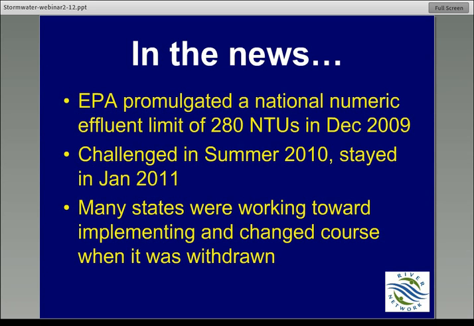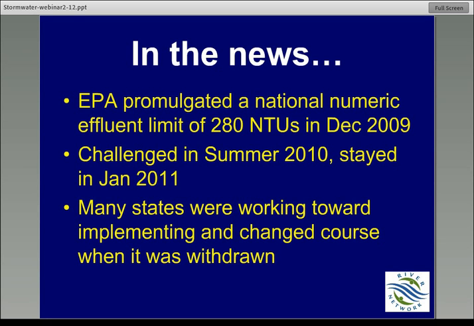A quickie in the news is that you may have heard a couple years ago, EPA had put out a specific numeric limit for sediment that was then stayed. In other words, it was removed or withdrawn because of challenges. And supposedly the EPA was in the process of developing another, though we don't see any signs of another numeric standard coming out anytime soon.